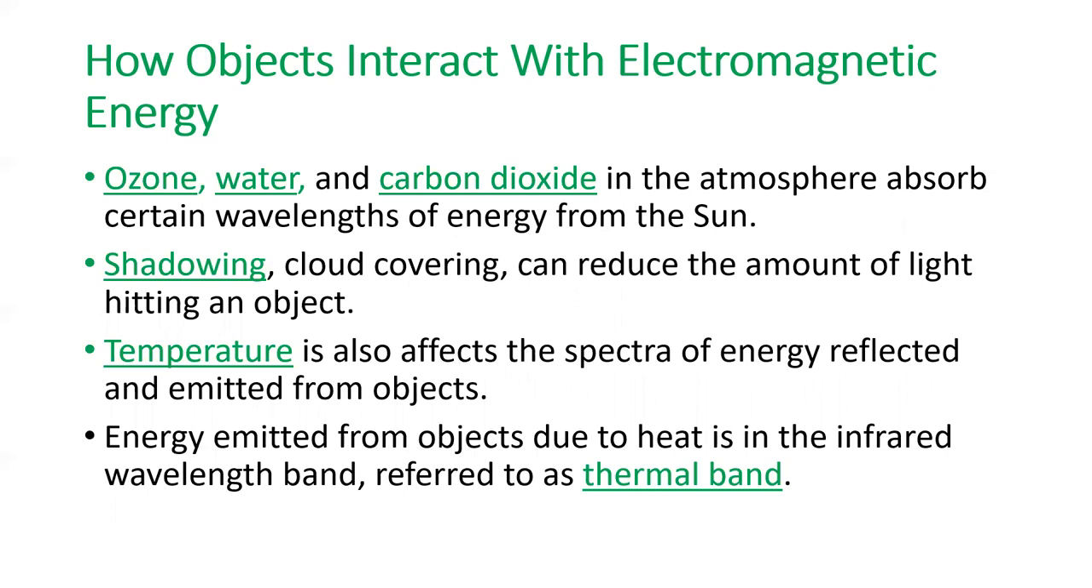Now, for example, we know the ozone layer and we know water and carbon dioxide in the atmosphere. All these absorb certain wavelengths of energy from the sun. Shadowing, color, and cloud covering can reduce the amount of light hitting an object, because we are talking about sunlight here. And temperature also affects the spectrum of energy reflected and emitted from objects. Energy emitted from objects due to heat is in the infrared wavelength band, referred to as the thermal band. So we can actually see the thermal band, and we can determine the temperature of a plant by using remote sensing, because you can sense all these kinds of things.